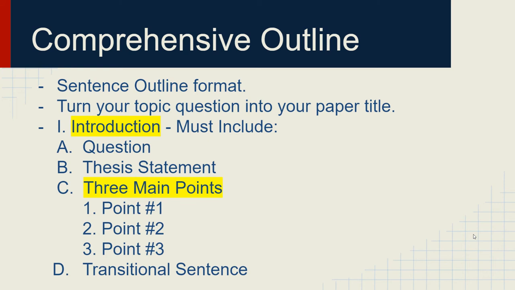For capital letter C, you actually type out the words 3 main points. For points 1, 2, and 3, again, you take those from your developmental Cornell notes and you put those into capital letter C, which is your 3 main points. Again, form them as complete sentences. If you don't have them as complete sentences on your developmental Cornell notes, you need to turn them into complete sentences. Again, if you look at the outline example, you will see how that is done.